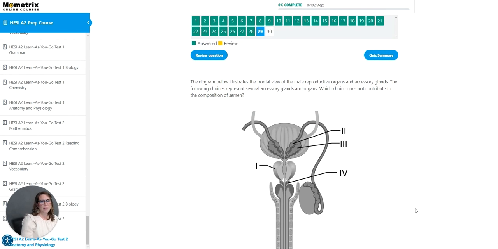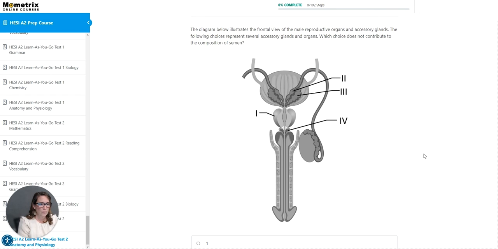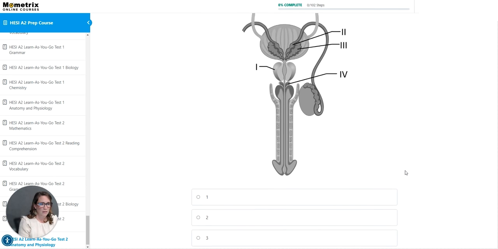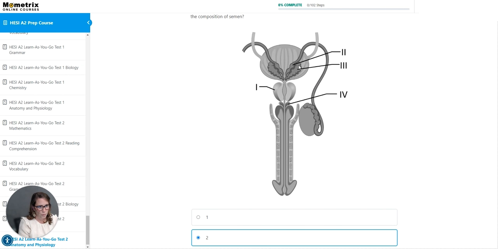Question number 29. The diagram below illustrates the frontal view of the male reproductive organ and accessory glands. The following choices represent several accessory glands and organs. Which choice does not contribute to the composition of semen? Again, you have your 4 Roman numerals here that you can choose from. You have to refer back to your knowledge of the anatomy. And we're going to go ahead and just choose number 2, located right there.